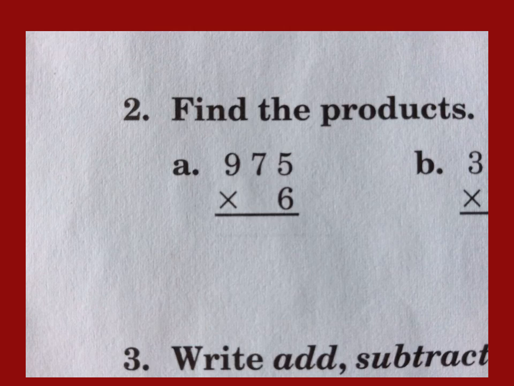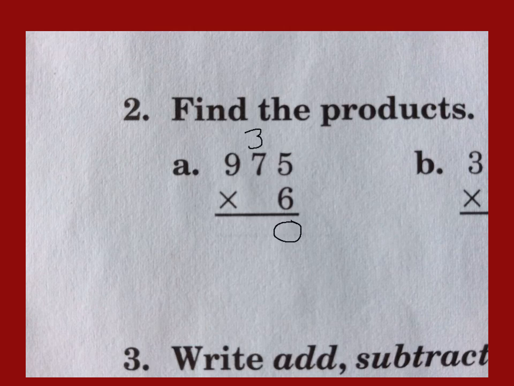Let's look at number 2. It says find the products. Remember, the product is the answer to these multiplication problems. And it says to watch for carrying. And so we see that right away. We do 6 times 5, we get 30. So we've got to put a 0 and then carry the 3.